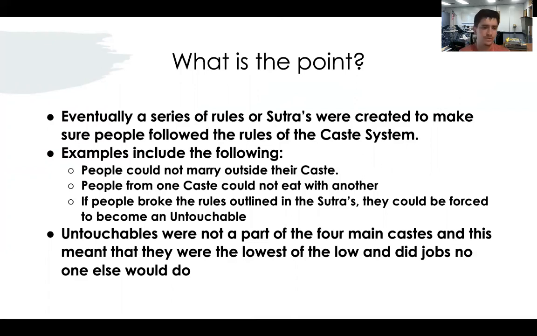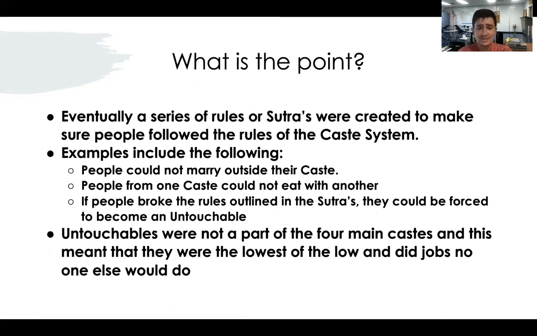Some examples of these rules are that you could not marry outside your caste system. So if you wanted to marry a Vaisya and you were an untouchable, sorry about you. An upper level Varna could marry down, but they would forfeit their top tier status and then become whatever their spouse is. So most people didn't do that.